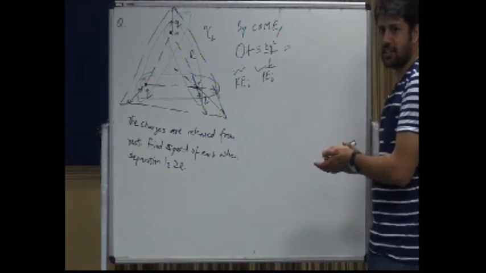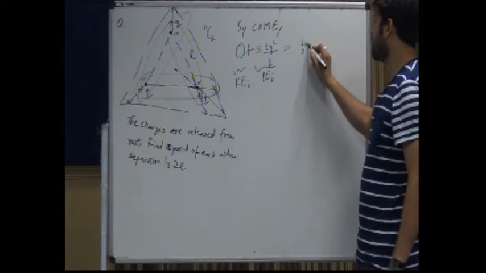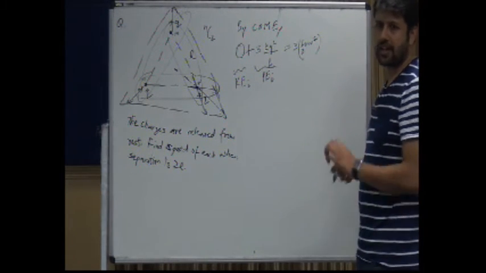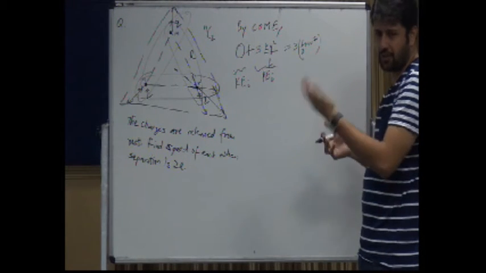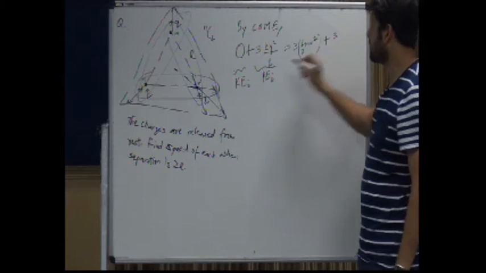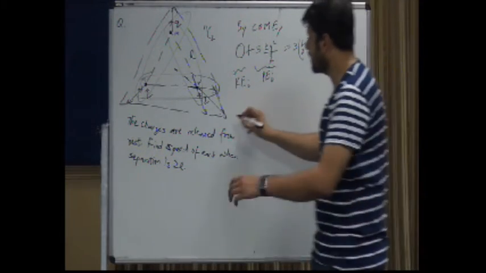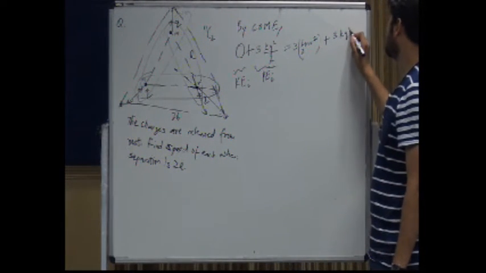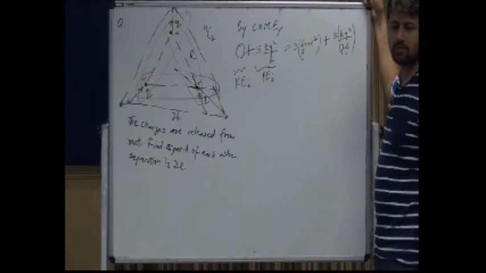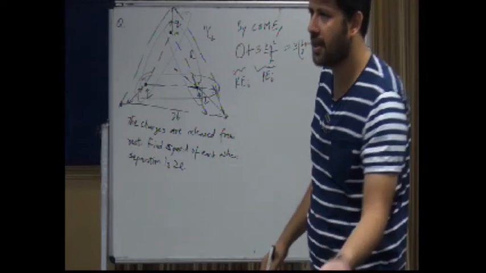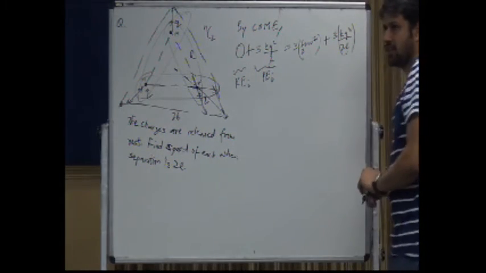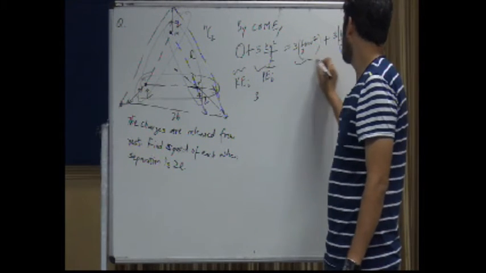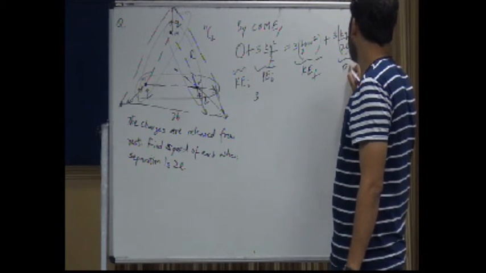The final kinetic energy of each would be half mv square, and since we have 3 particles, the kinetic energy of all 3 would be 3 by 2 mv square, right? The potential energy at this moment, when the separation is 2L, would be 3 kq square by 2L. kq square by 2L is the potential energy for one pair. For 3 pairs, it would be this 3 times. This is the final kinetic energy, and this is the final potential energy.